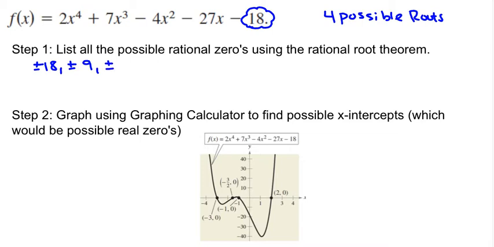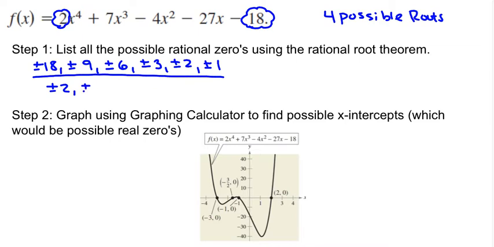9, 6, 3, 2, and 1. Then we take the factors of the leading coefficient, 2. So plus or minus 2 and plus or minus 1. And then what we would do is divide all of these. We would take 18 over 2, which is 9. And then we would take 18 over 1, which is plus or minus 18.